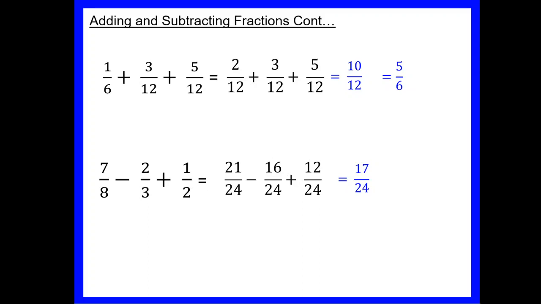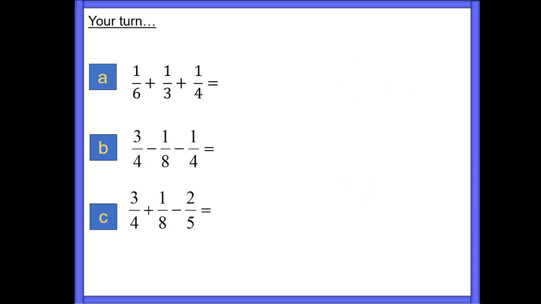Okay, make sure you've got those written down then as good examples before you move on. Alright, your turn then. Have a go with those. Be careful whether you're adding, subtracting or a mixture. But remember, we're finding the lowest common multiple of all of the numbers and then creating our individual equivalent fractions for each number before we do any adding or subtracting. Pause the video, have a go now.